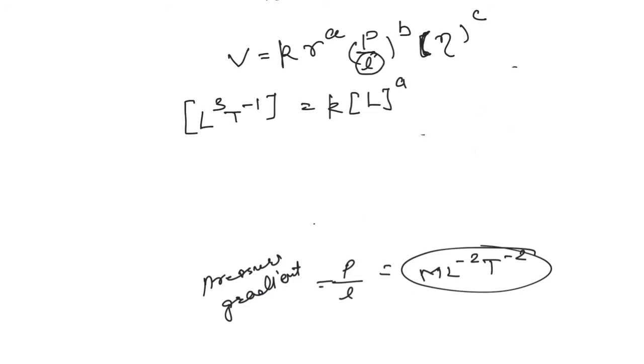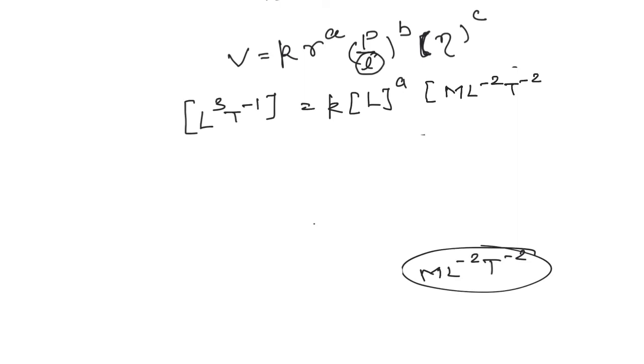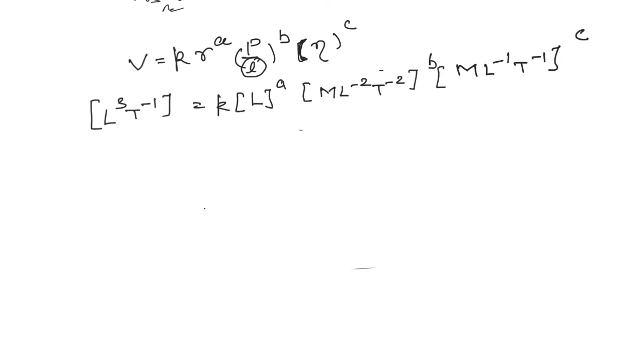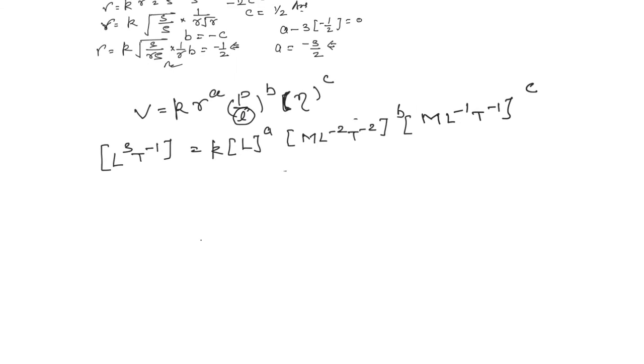So I will remove all this and we can write directly the formula. What is that? M L minus 2 T minus 2 raised to power B. And what about the coefficient of viscosity? It is M L minus 1 T minus 1 raised to power C. Class, can you find A, B, C? So it will be L cube.